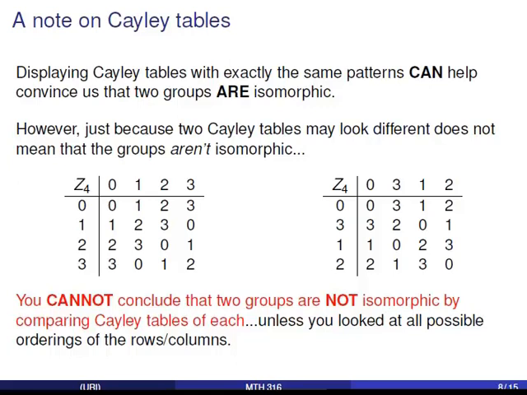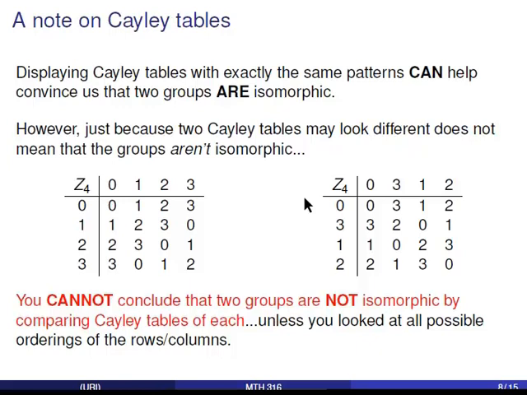While we're talking about Cayley tables, we need to make an important note. As we've seen, if Cayley tables have exactly the same patterns, that can help you decide that the groups are isomorphic, and it can help you decide which elements in the first group get mapped to which elements in the second group. However, just because two Cayley tables are different does not mean that the groups are not isomorphic.